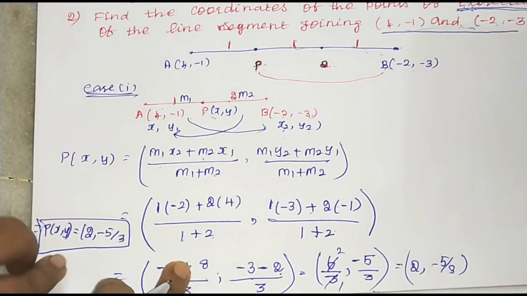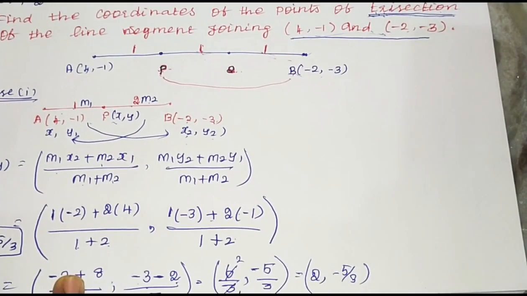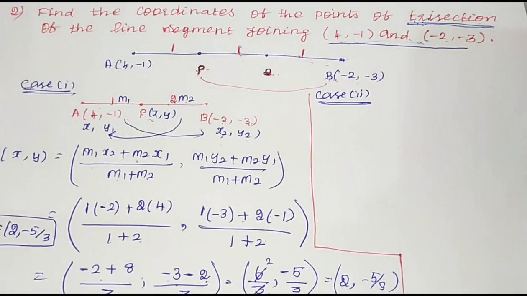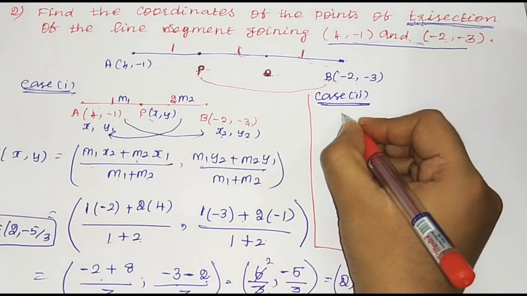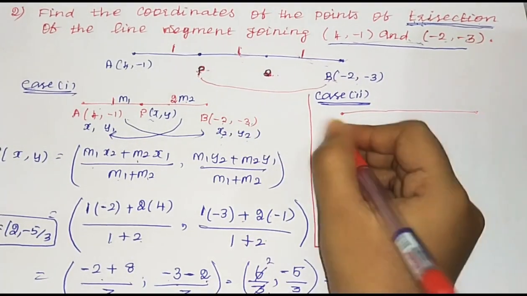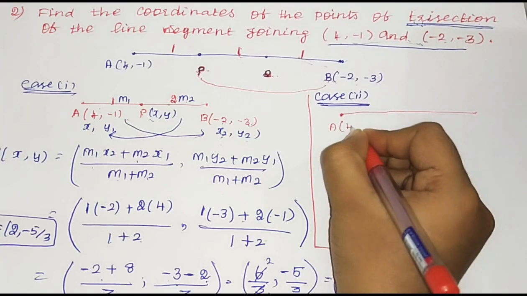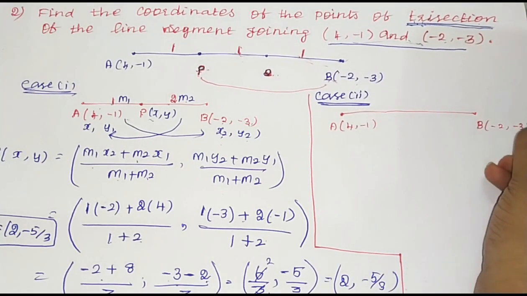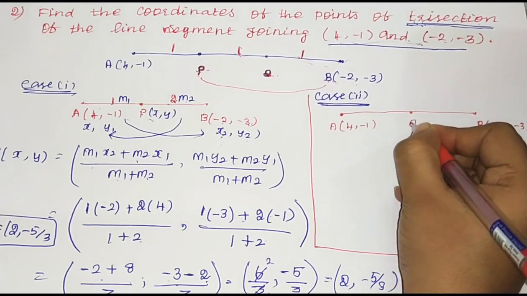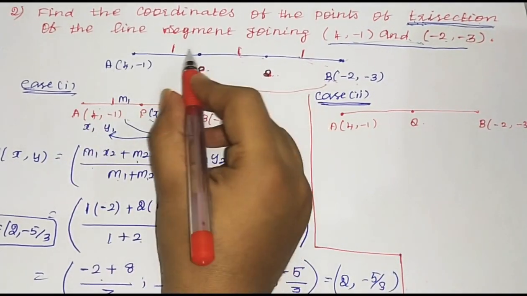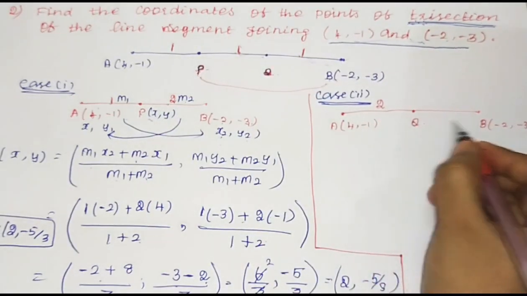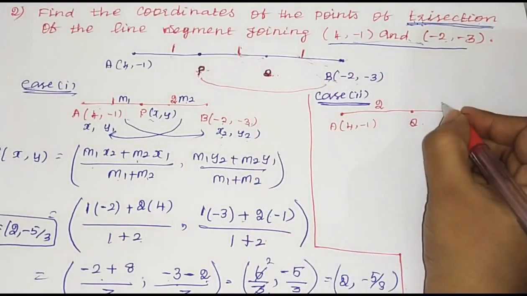Next we have to find out, in case 2, Q of x comma y. Through the diagram I will explain. First point, A coordinate point is 4 comma minus 1. B coordinate point is minus 2 comma minus 3. Here we have to find out Q. The distance AQ is 1 plus 1, 2. So the ratio we can write 2. The distance QB is 1. So we can write 1.